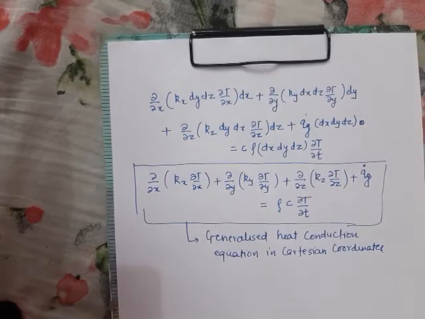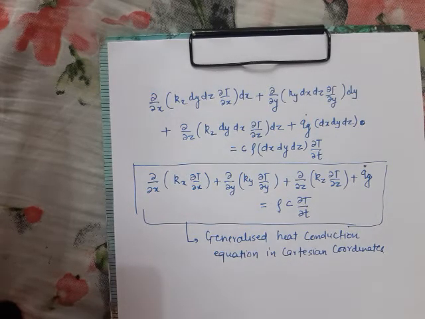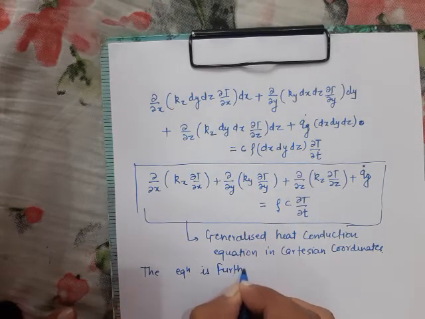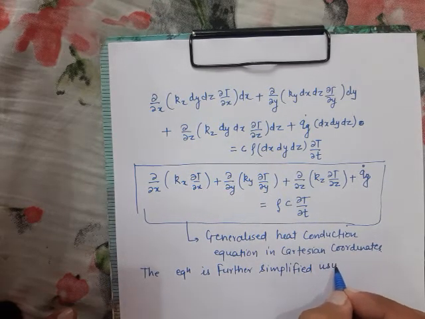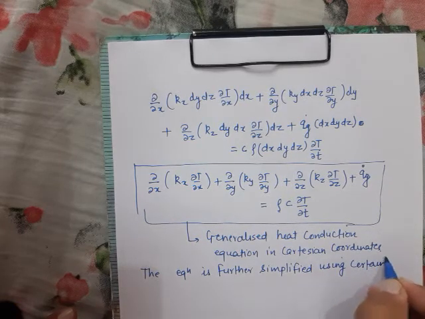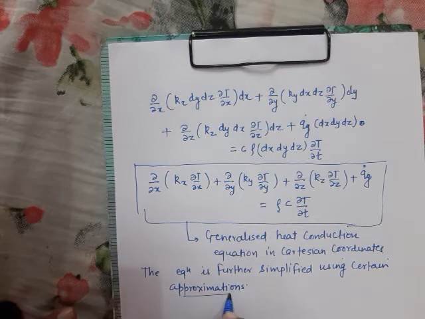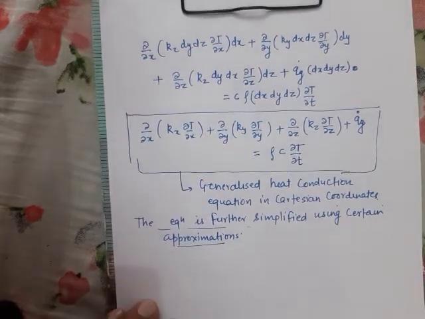Now, in some books you will find even this equation has been simplified more. That is, now I will use certain approximations and I will simplify this equation. Now, what are these simple approximations? Let's note. The equation is further simplified using certain approximations, or certain assumptions, you can say. Now I am going to impose certain assumptions in the equation. I am going to simplify this equation. So please note what the approximations are.